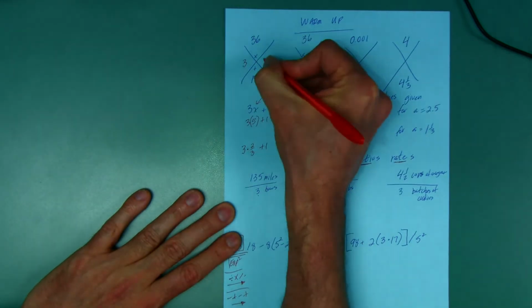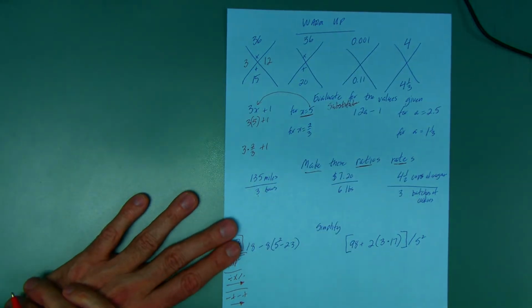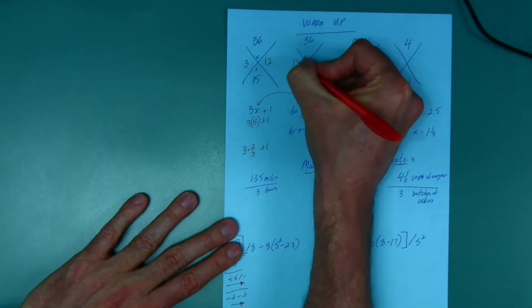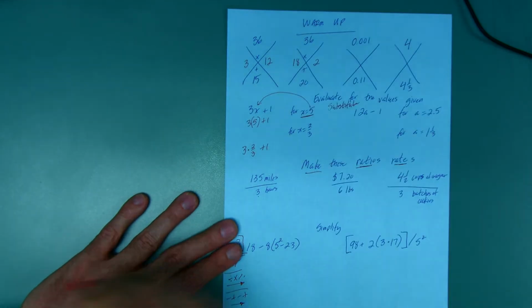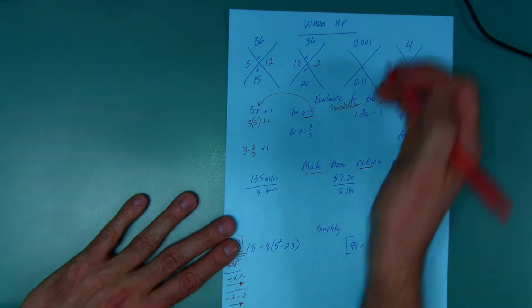This happens to be 3 dozen. 3 times 12 is 36, and 3 plus 12 is 15. How about the 36 and 20? 6 times 6 is 36, but 6 plus 6 is not 20. How about 18 and 2? 18 times 2 is 36, and 18 plus 2 is 20.